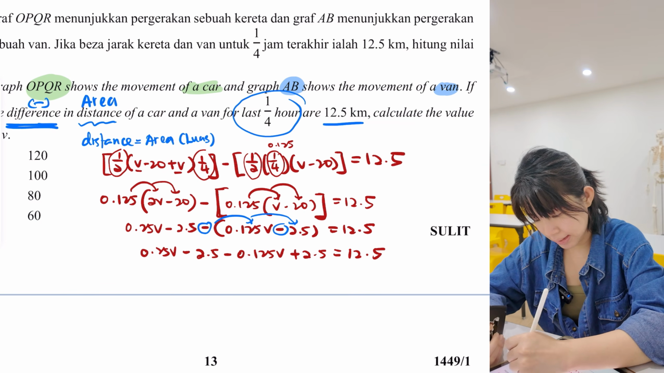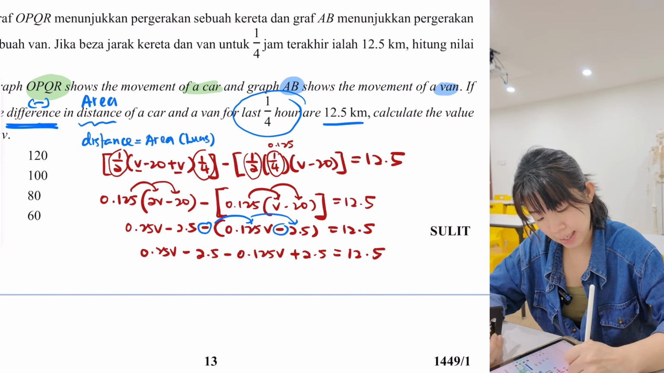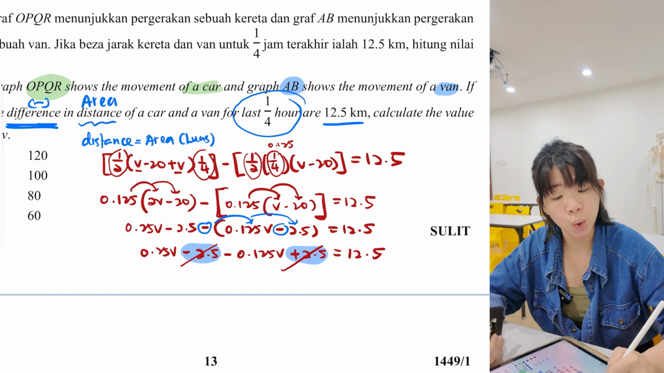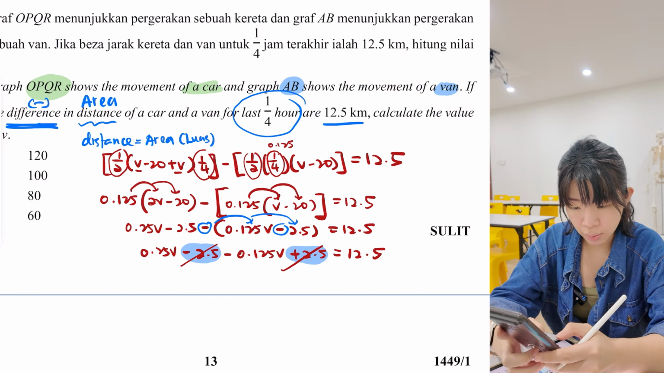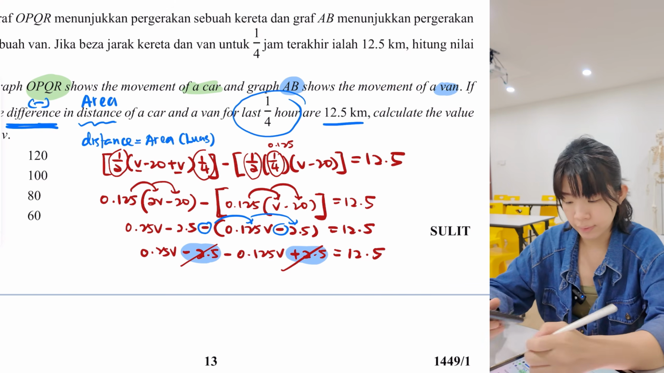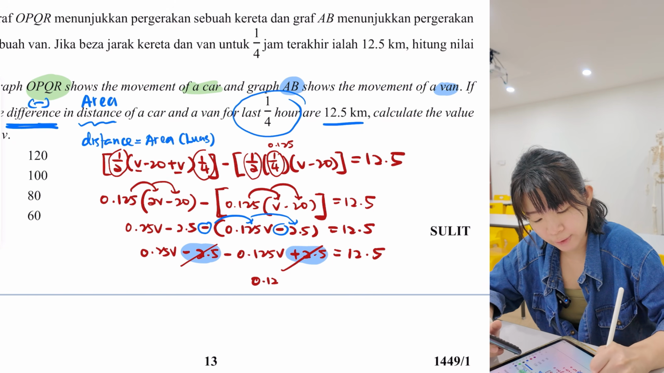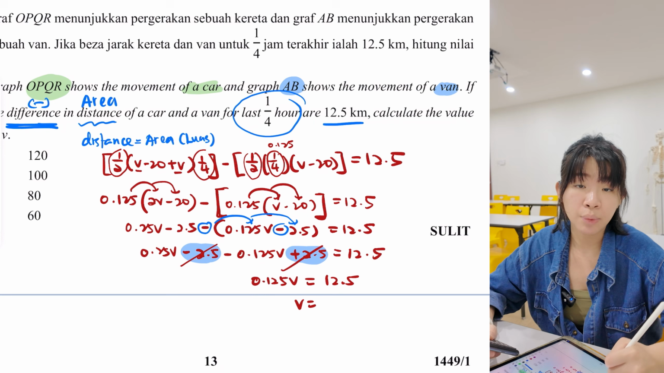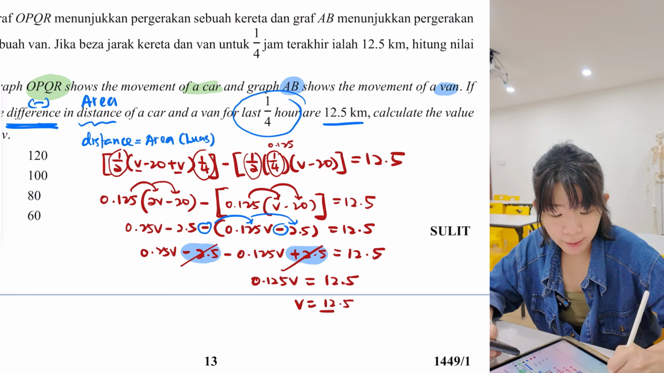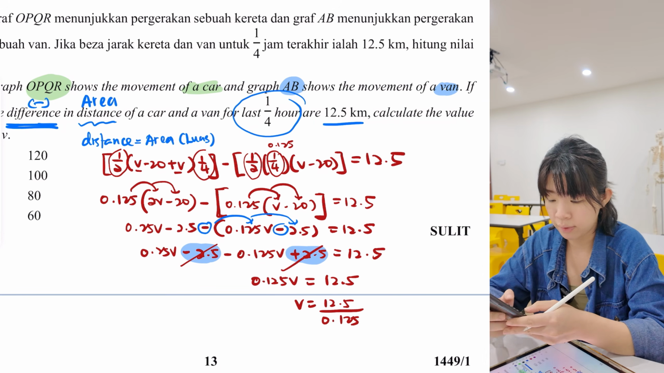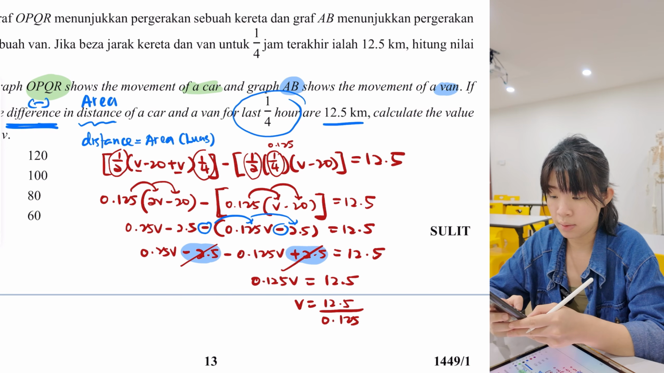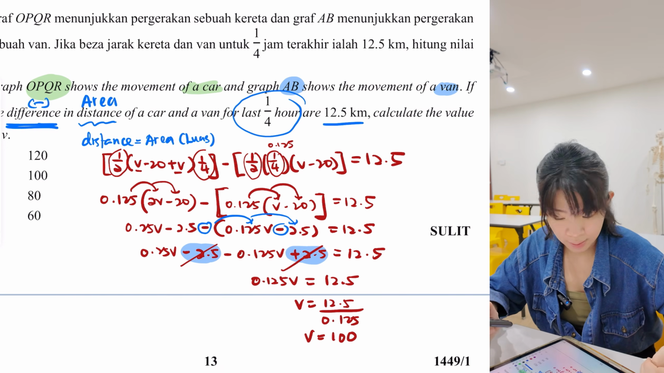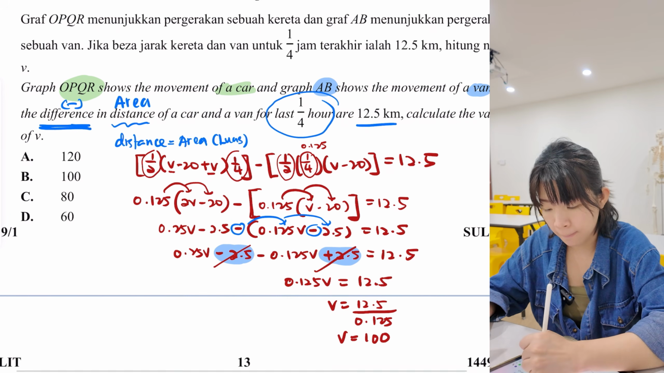Okay, then next, negative 2.5 plus 2.5. So here becomes 0. Okay, so for V, 0.25 minus 0.125. So we get 0.125V equal 12.5. Finally, V will be 12.5 divided by 0.125. So V equals to 100. Okay, so the answer is B.